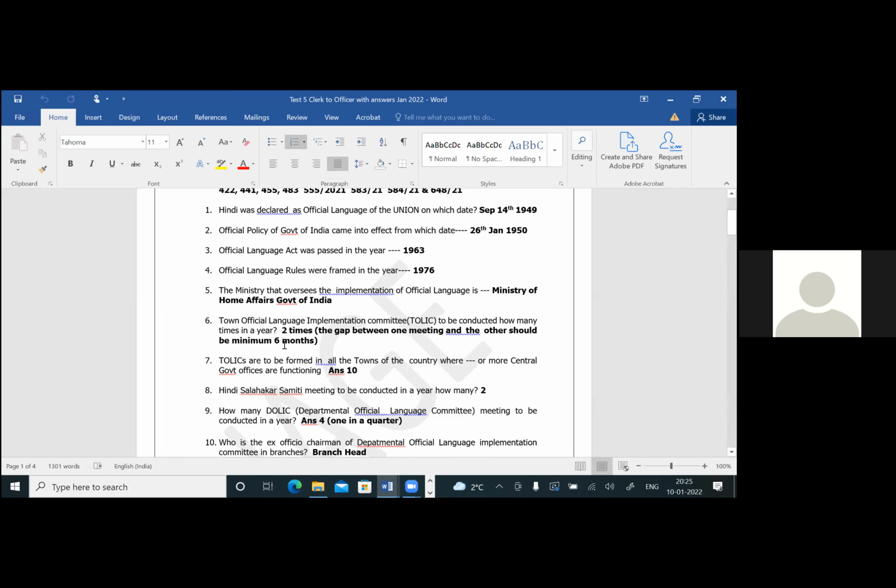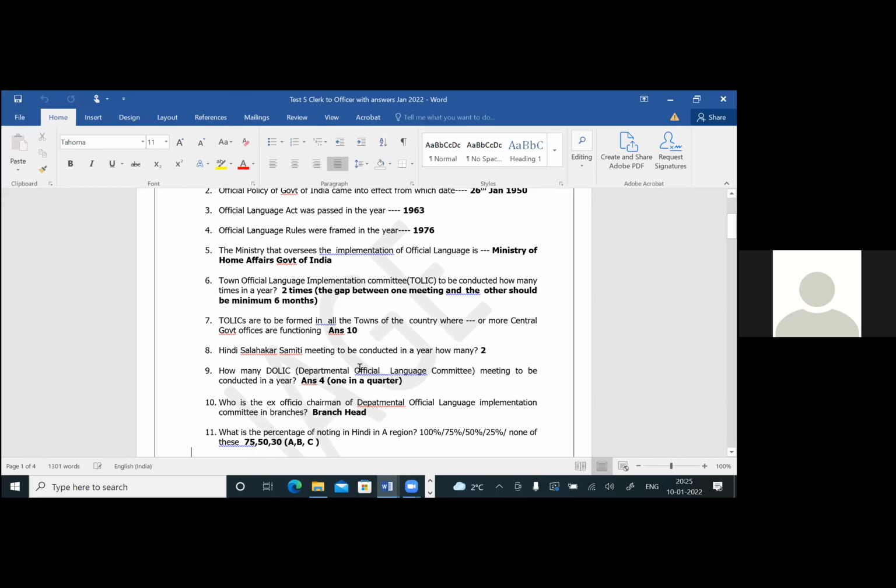So you should know two things. And not only that, the gap between the meetings should be minimum 6 months. One more point in TOLIC also, TOLICs ought to be formed in all towns of the country where 10 or more central government offices are functioning. Okay, so from TOLIC, we got 3 questions.